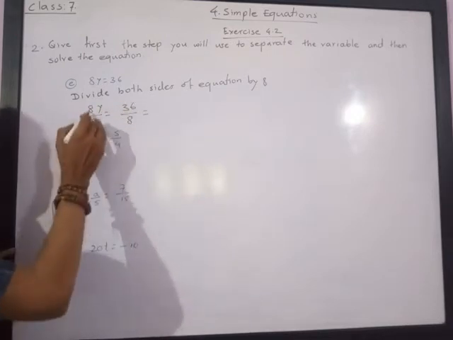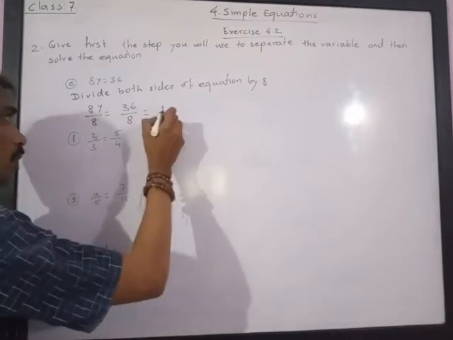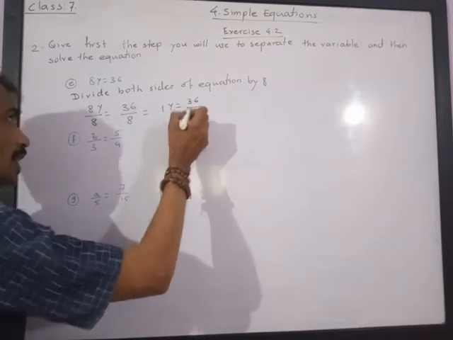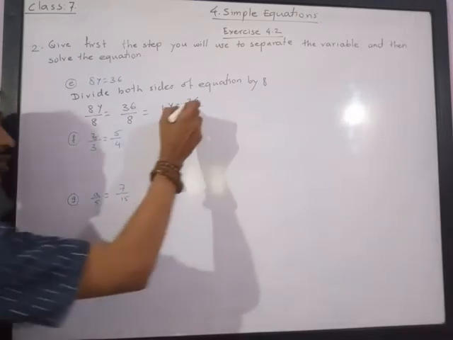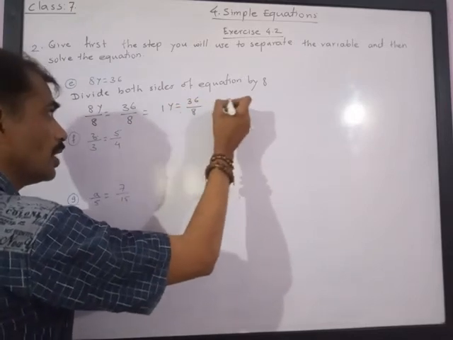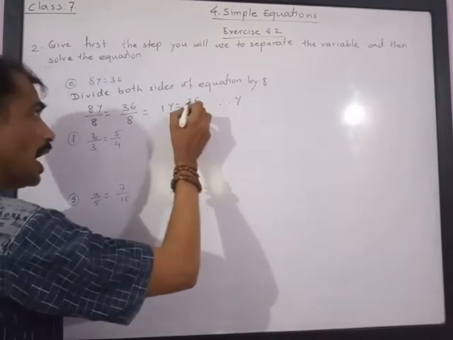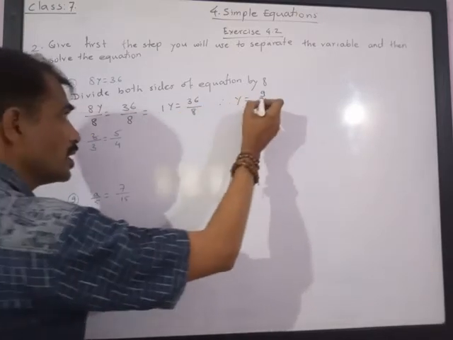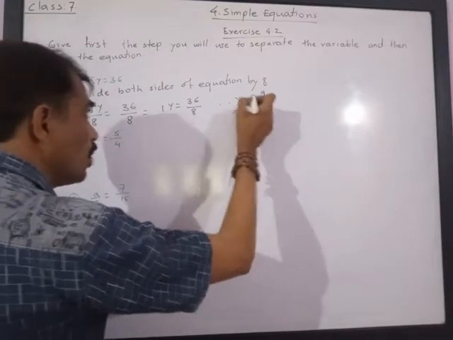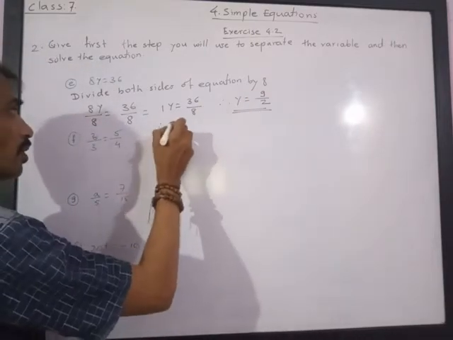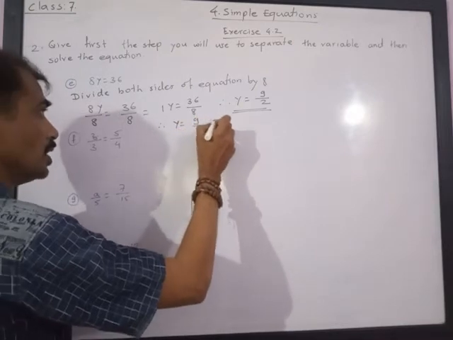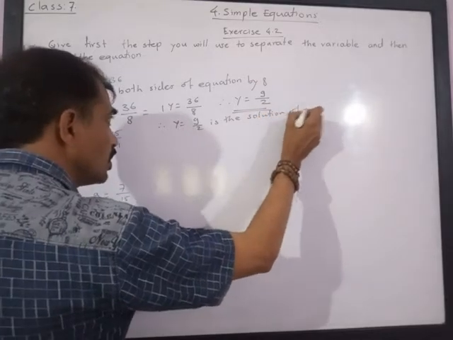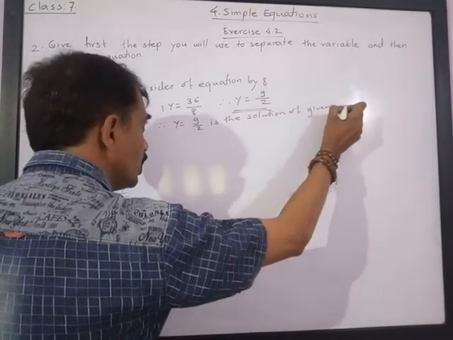So this becomes 8 divided by 8 is 1. You will get 1y is equal to 36 upon 8. Now this is reducible by 4's table. You know that 1y means y itself, and 36 means 4 nines are 36 and 4 twos are 8. So y is equal to 9 upon 2. Therefore y equal to 9 upon 2 is the solution of the given equation.